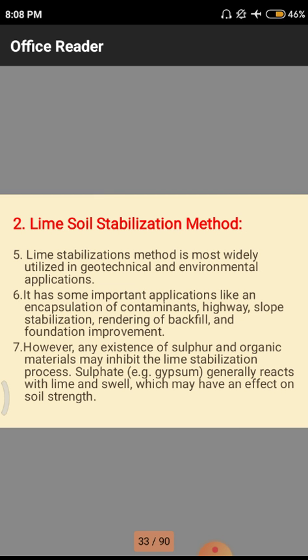However, any existing sulfur or organic materials may inhibit the lime stabilization process, so that generally it reacts with lime and swell, and may have an effect on soil strength. That means if there are any existing chemical contents, then we have to observe the exact chemical composition of our land, to see whether any disadvantageous materials are there, and only then will we go for this stabilization.